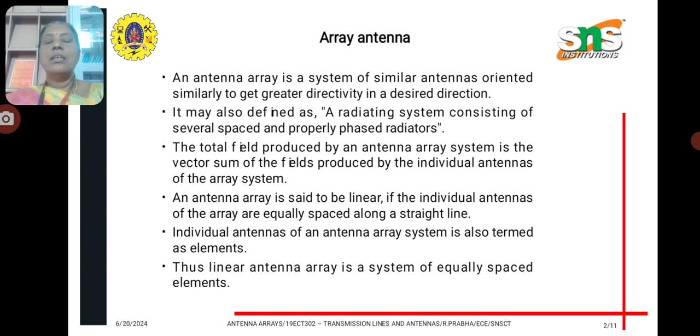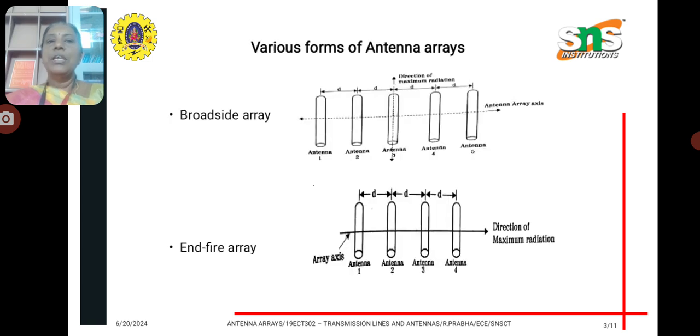An antenna array is said to be linear if the individual antennas of the array are equally spaced along a straight line. The individual antennas of an antenna array are also termed as elements. Thus, a linear array is a system of equally spaced elements. And there are various forms of antenna arrays based on the arrangement and also the current, amplitude and phase.